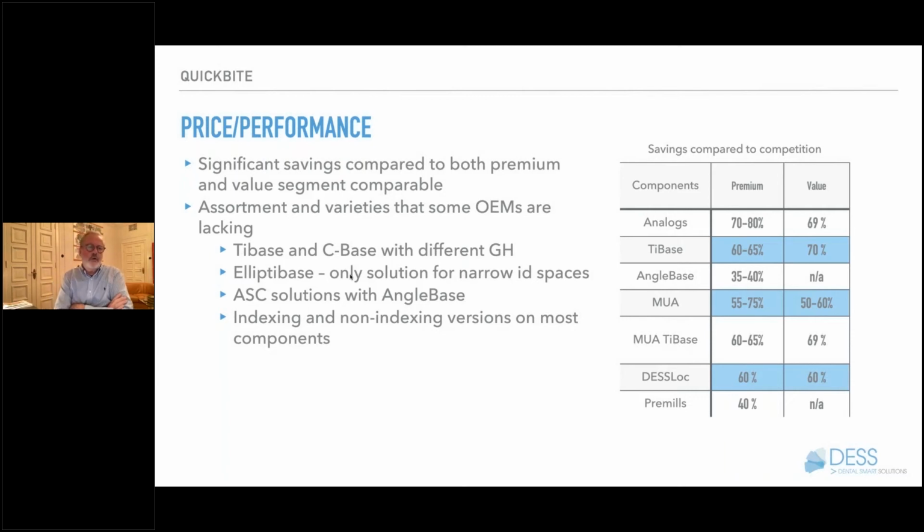and makes it possible to use in very narrow interdental spaces. And as you probably know, we have a very strong assortment in the angled screw channel solutions through the angled base. So those are components and solutions that you won't find with the OEMs, which makes it even more valuable to use. And of course, we're coming into the digital area with a lot of pre-mills that can be used for customized solutions. And all of this is, as you probably know, backed up with a lifetime warranty.